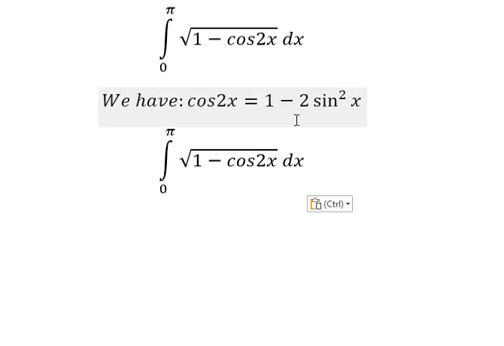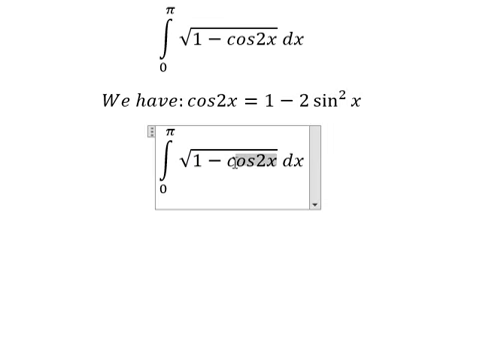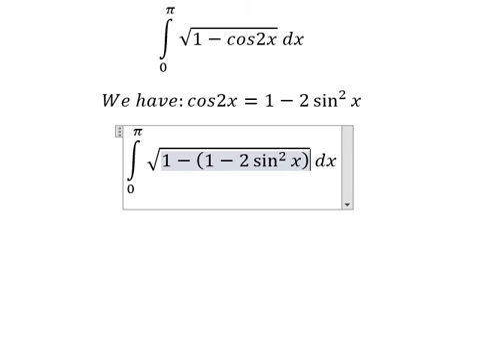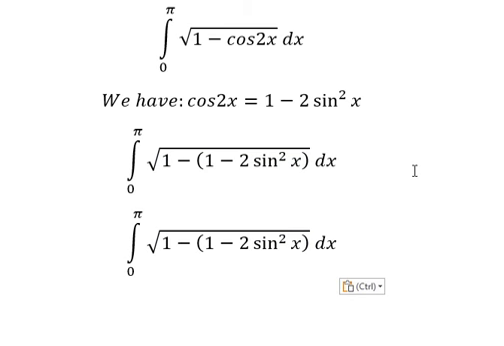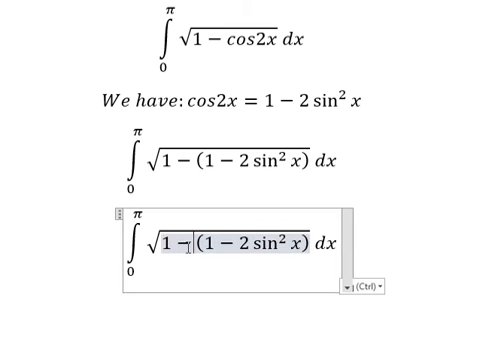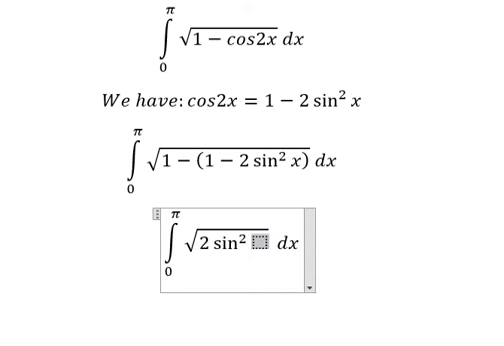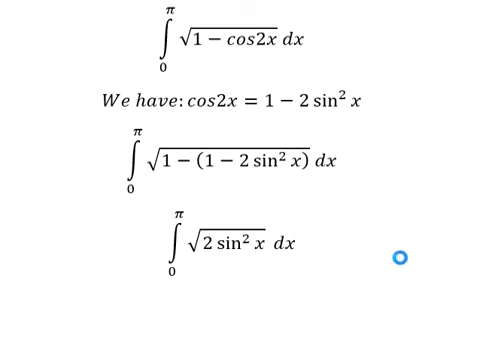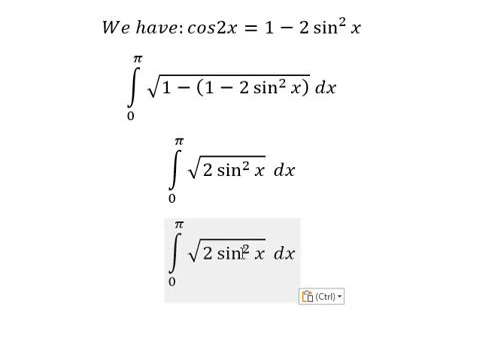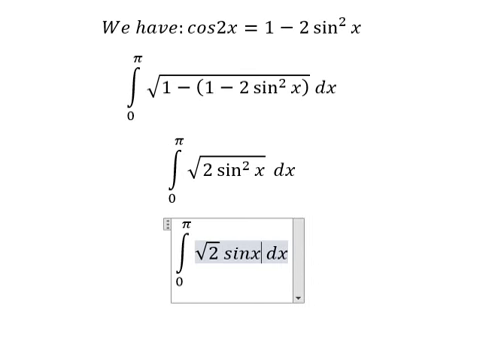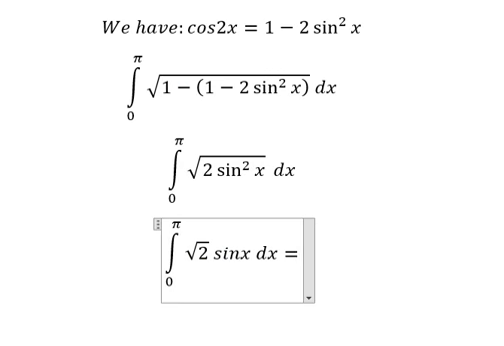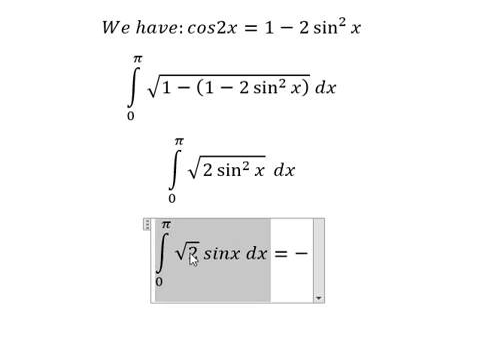So I will put this one go here. 1 minus 1 we cancel. Negative with negative you get positive. The square root of sine squared x you get sine x. The integration of sine x we have negative cosine x.